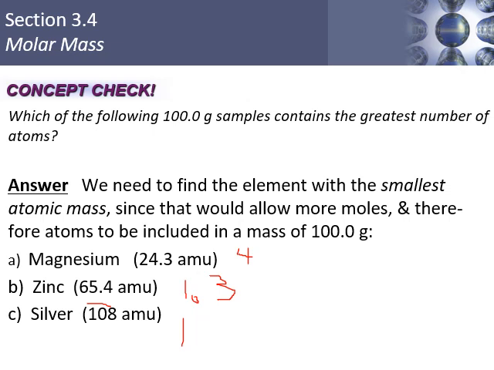So compare those 3 numbers, which is largest? The 4 is largest, right? So magnesium is going to be the one that has the greatest number of moles, and therefore it has to have the greatest number of atoms. Next slide.